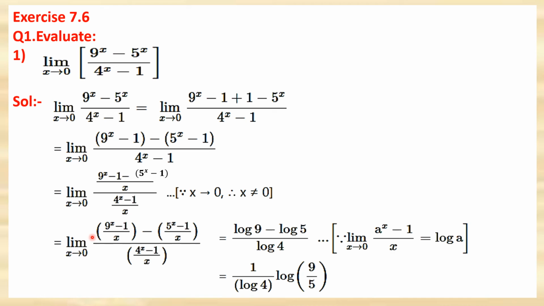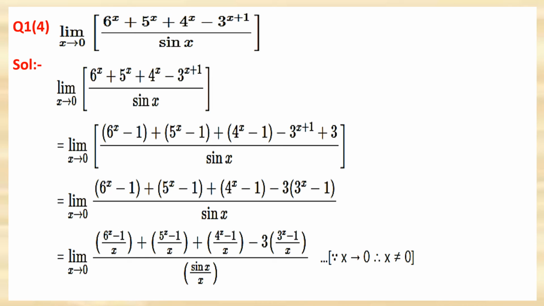Now we can apply the limits, that is limit x tends to 0. 9 raised to x minus 1 upon x is log 9, and limit x tends to 0, 5 raised to x minus 1 upon x is log 5, and in the denominator limit x tends to 0, 4 raised to x minus 1 by x is log 4, by using this result. Now 1 by 4 into log a minus log b is nothing but log a upon b, here it is log 9 upon 5. So 1 by log 4 into log 9 upon 5 is the value of the given limit.